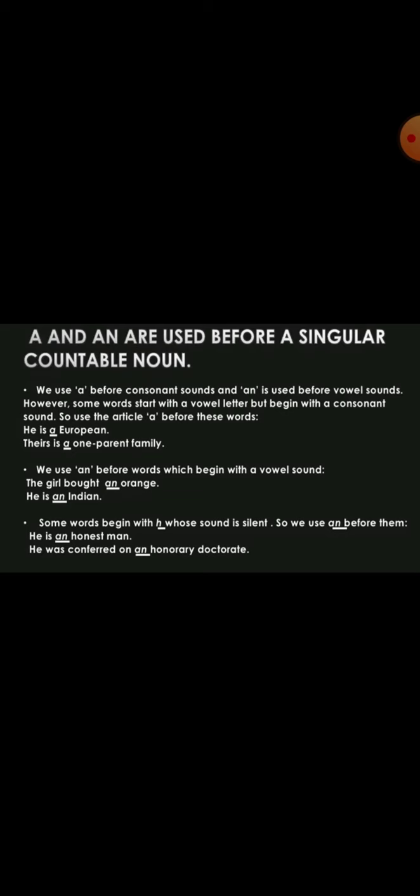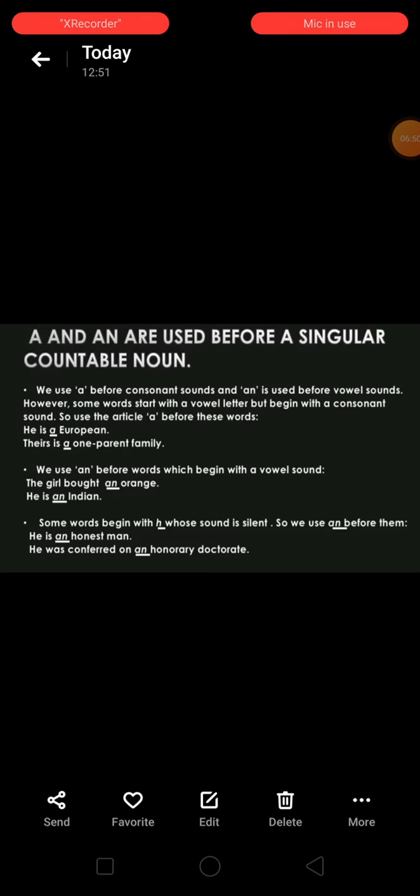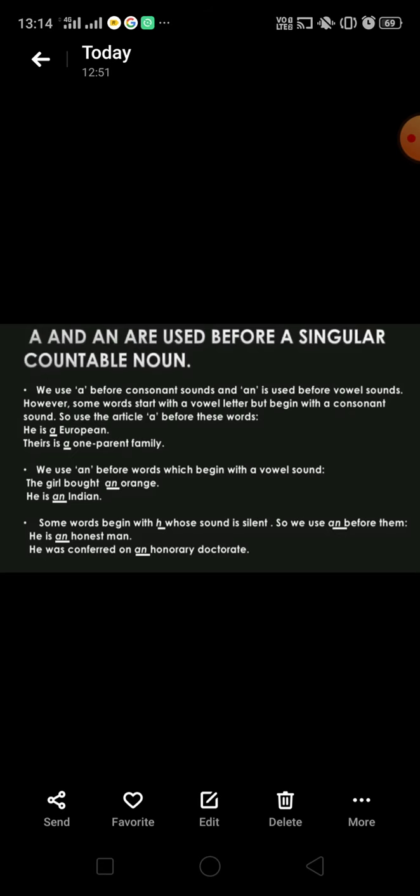We are getting the sound of a consonant. Another example: theirs is a one parent family. Yes, in both these examples we have words beginning with a vowel letter but with a consonant sound. So we will use a before these words.